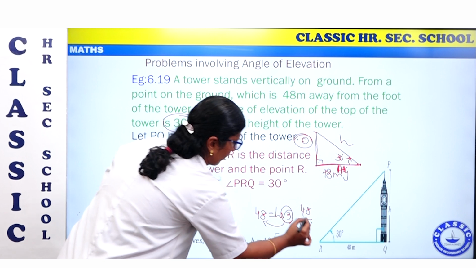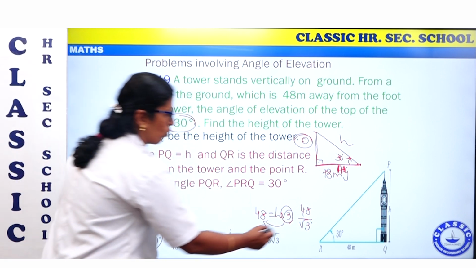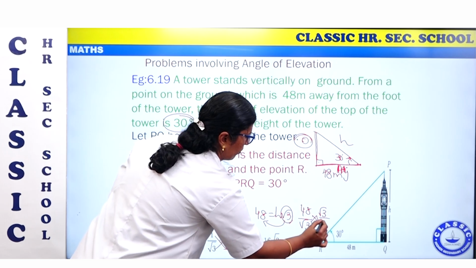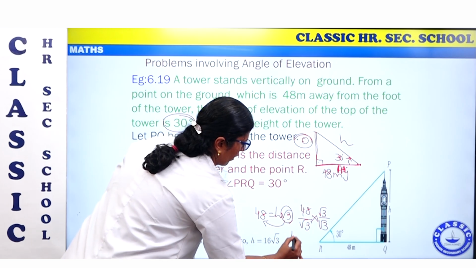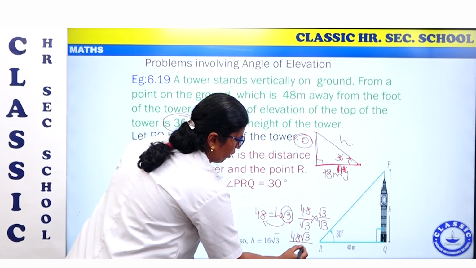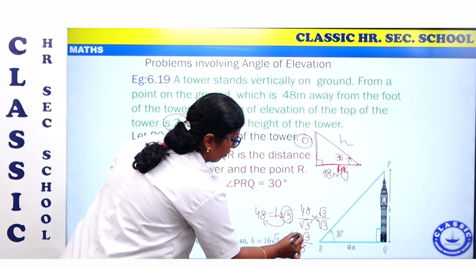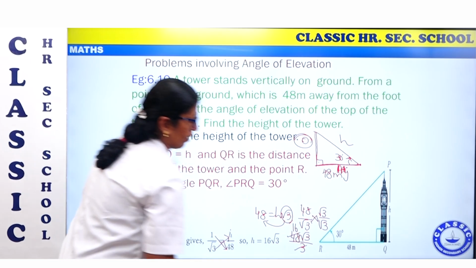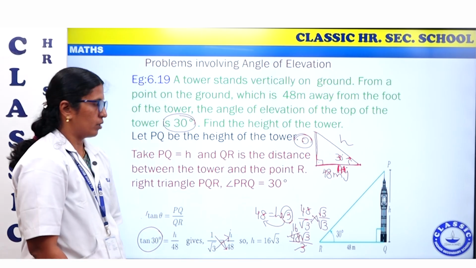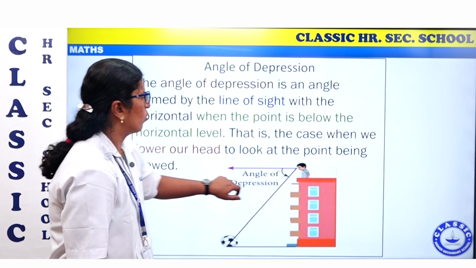So for the rationalizing factor, we multiply by root 3 and at the same time divide by root 3. So 48 root 3 divided by root 3 into root 3, root 9. Square root of 9 is 3. Cancel by 3 and 48. How many times? 16 times. So you get the height of the tower is 16 root 3 meter. That's all. Shall we go for one more condition?